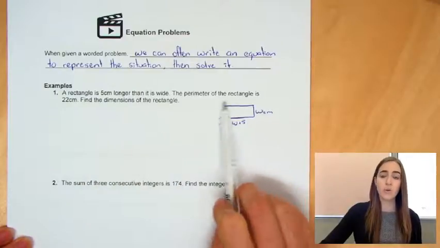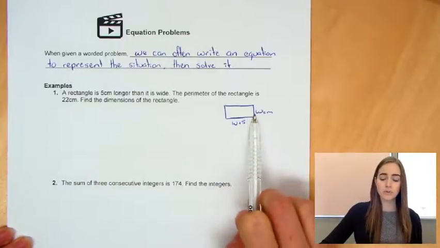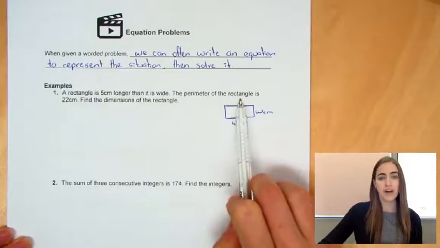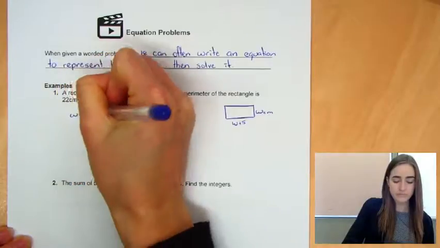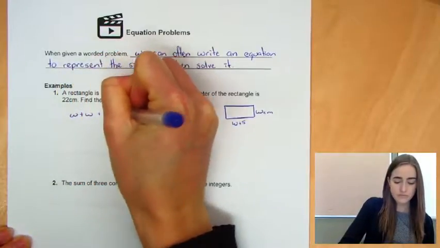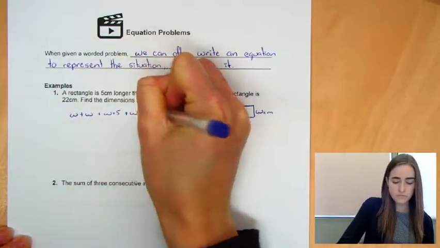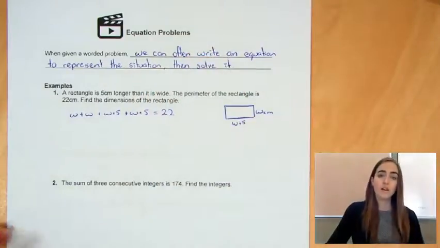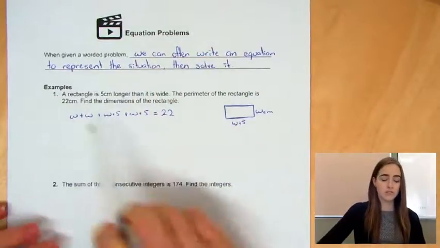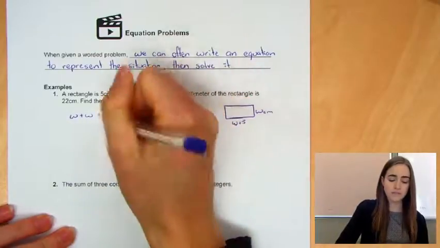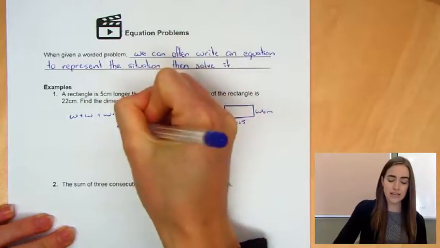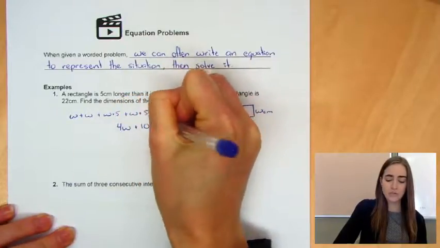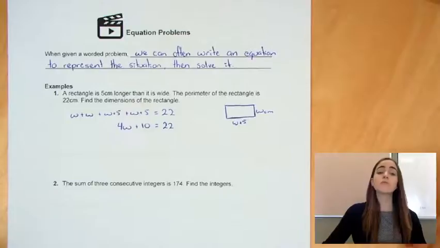So the perimeter is the whole way around the edge. So if we did W plus W plus W plus 5 plus W plus 5, all that's going to equal 22. So now we can collect all our like terms. So we've got 4 W's there. And we've got 5 plus 5, which gives us 10. And that's equal to 22. Now it's looking more like an equation that we're used to, so we can go through and solve it.